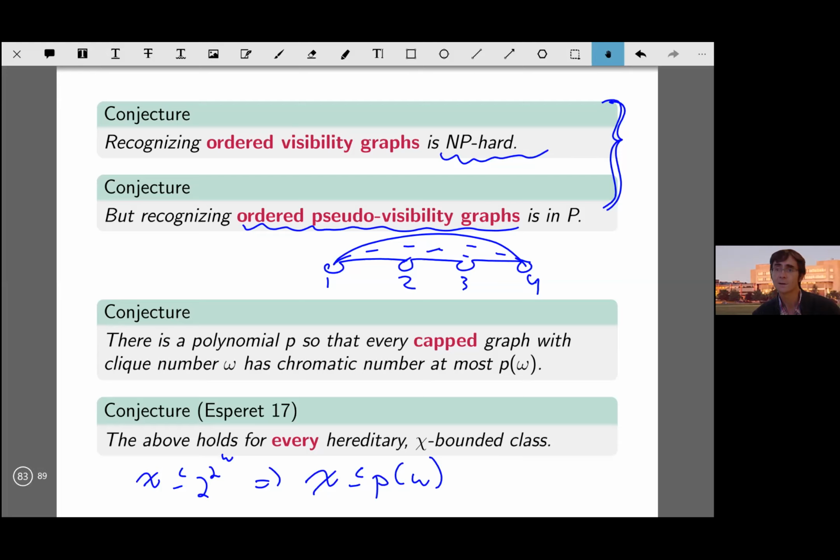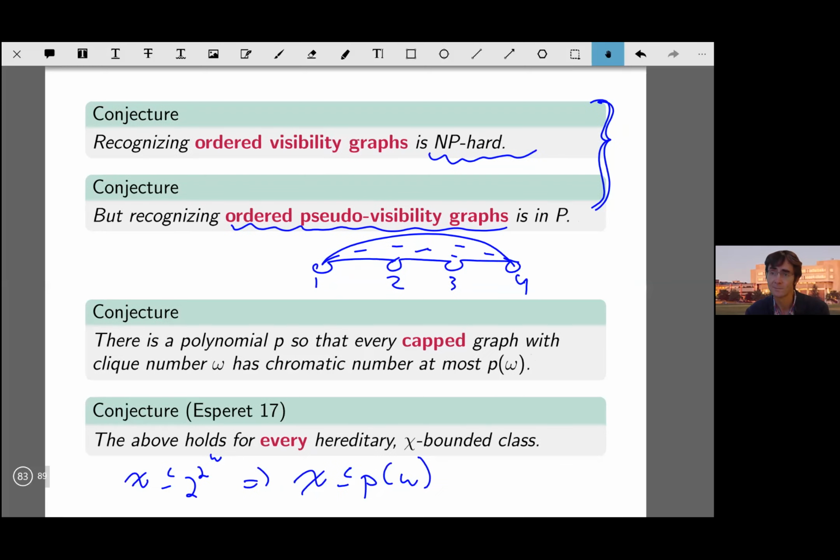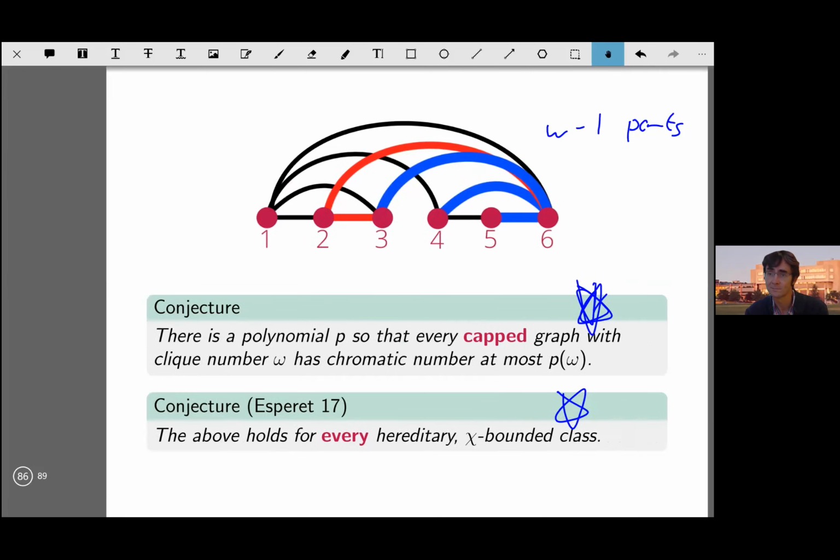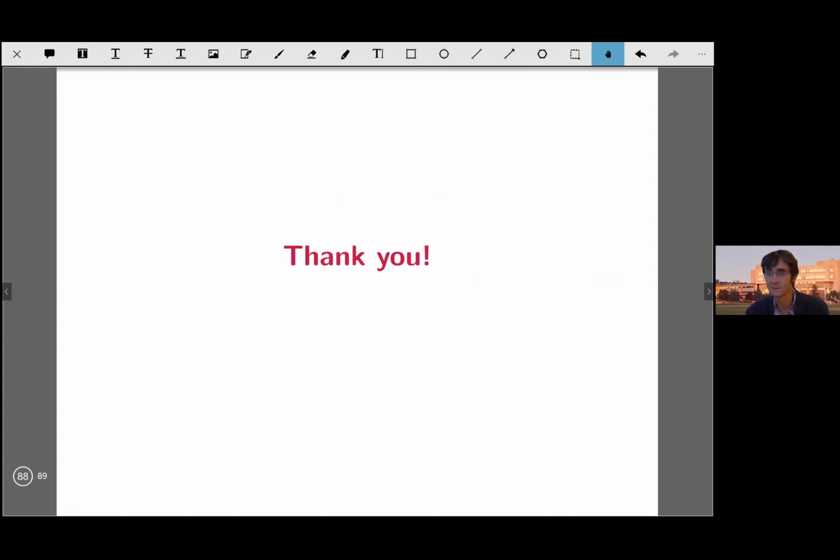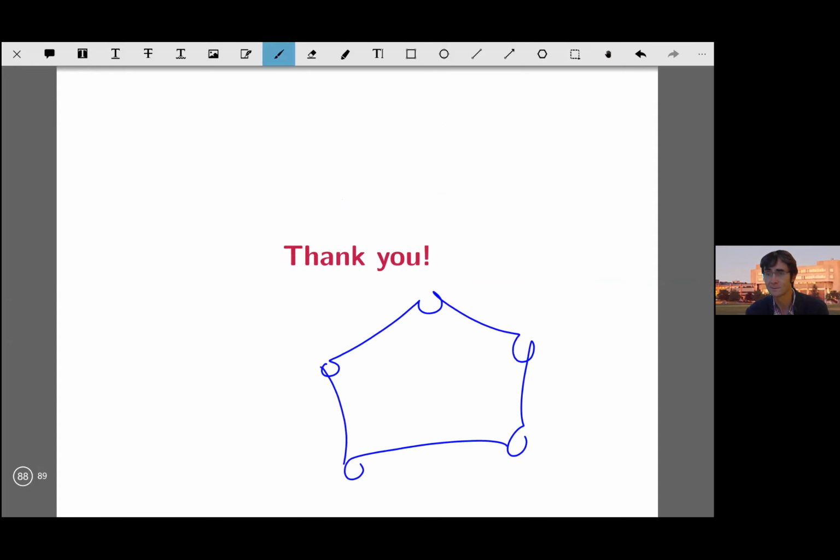Okay, so if there's no other, oh, there was another comment in the chat from James. All right. Yeah, it's just a graph that I don't think is a visibility graph, but it's not a small example.